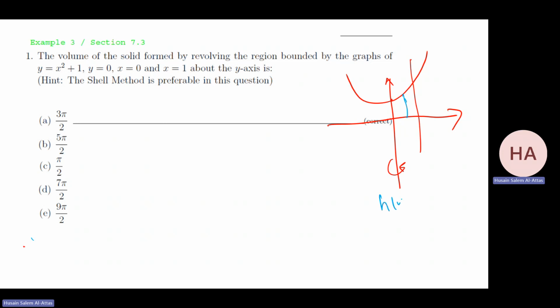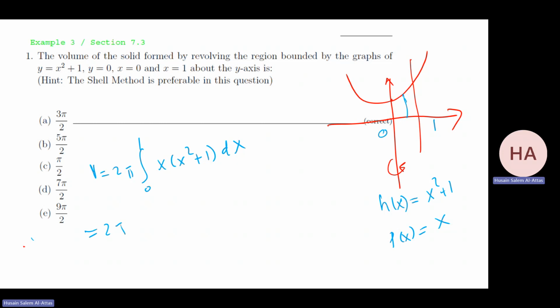So h of x, that will be x squared plus 1. V of x, that will be x. From where to where? From 0 to 1. So the volume will be 2 pi integral from 0 to 1, x times x squared plus 1 dx. Am I right? Yeah, the function x squared plus 1 minus 0, and the radius equal x.